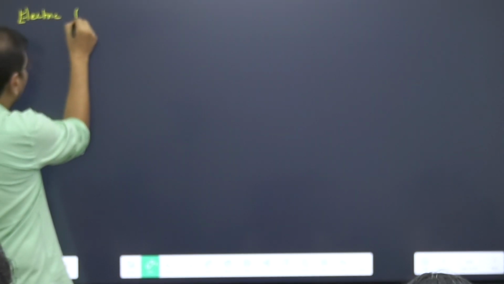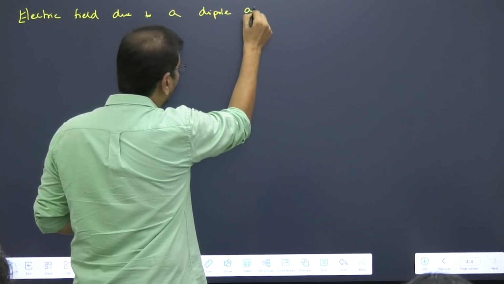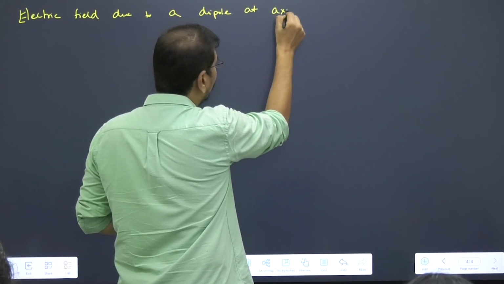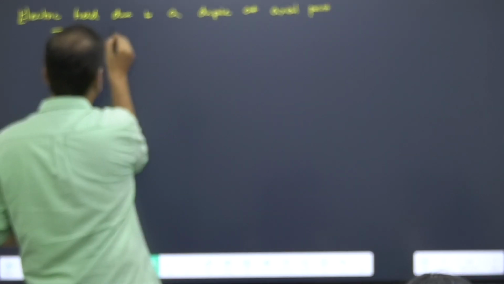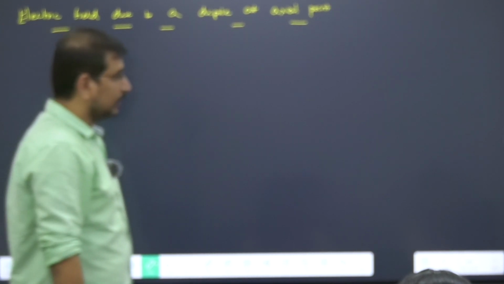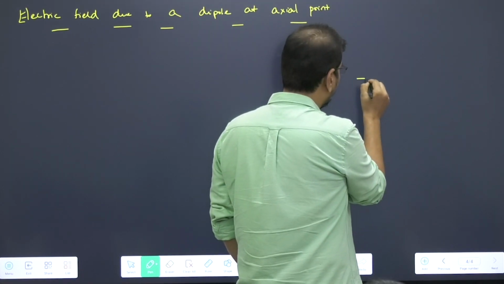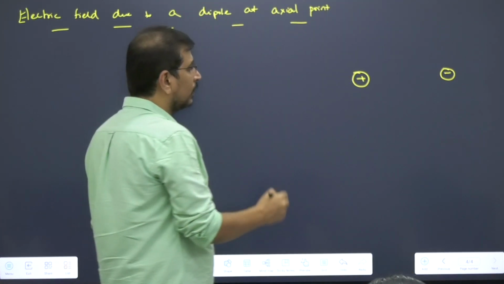electric field due to a dipole at axial point. So, electric field due to a dipole at axial point. So, if I take this to be the positive charge, this to be the negative charge, right?